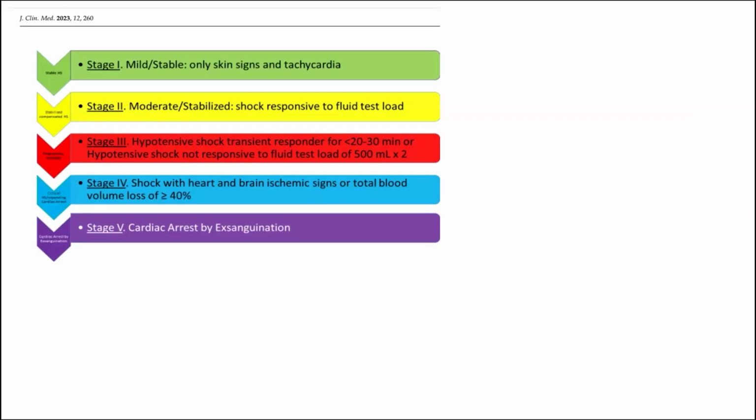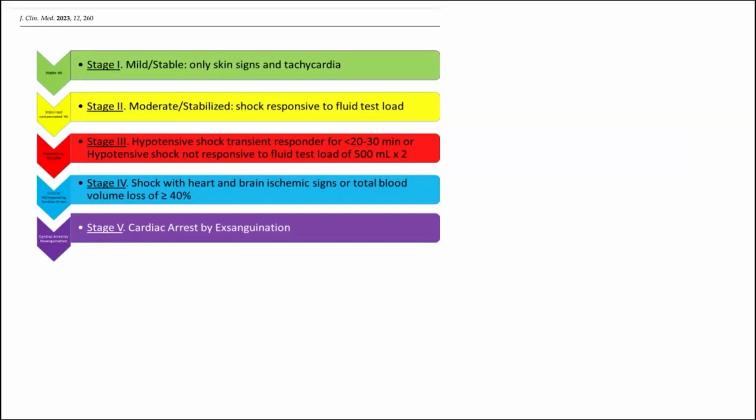Imagine the patient has come to your ER or your ICU, and the patient has developed hemorrhagic shock. How the patient progresses and what happens in each stage is what they have described. Initially, when the blood loss is very minimal, less than 10%, it is stage 1. Only skin signs and tachycardia will be present. That is called stable hemorrhagic shock.